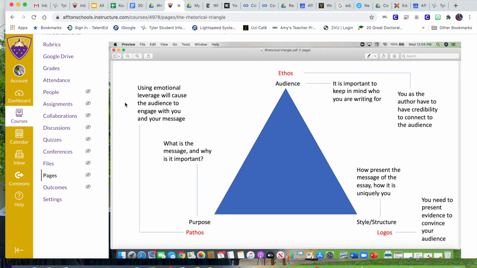Pathos is using emotional leverage that will cause your audience to engage with you and your message. And here's the tricky thing. Pathos seems to work almost all of the time. If you can really get into somebody's head and anticipate what they want to hear, then they're more likely to listen to you. Think of those grand speeches given at the national conventions for Republicans and Democrats, speaking to people who already agree with them, right? They're going to hit that one talking point and they know there's going to be an applause line.